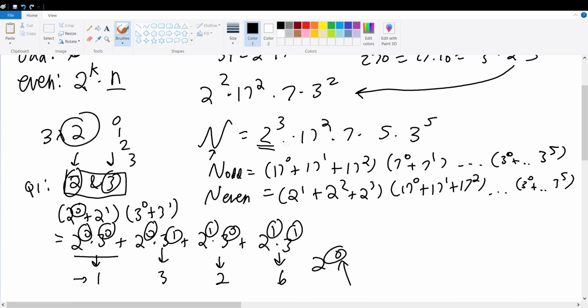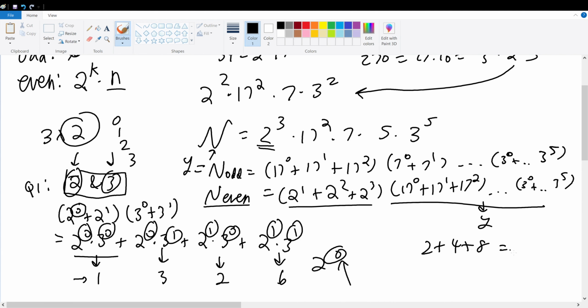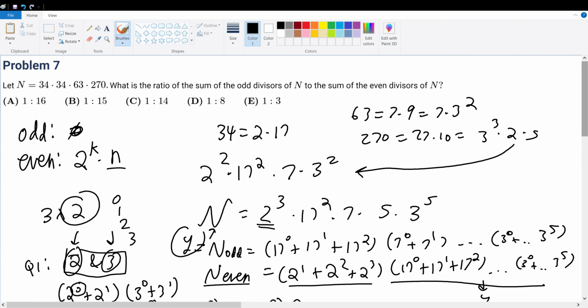Notice that if we set n odd to be equal to y, then how can we rewrite n even in terms of y? Well, that's simply this term times y, right? So 2 to the 1 plus 2 to the 2 plus 2 to the third: 2 plus 4 plus 8 gives 14, so 14y. That means the sum of the evens is 14y, and the sum of the odds is just y. So if we scroll back, we are trying to find the ratio of the odd to even, so that's y over 14y. Factor out y, so 1 over 14 gives you answer choice C.